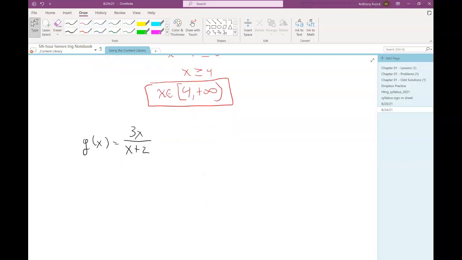So again, g of x equals 3x over x plus 2. No context to this problem is given. You're just given the function. So your implied domain, again, would just be all real numbers.